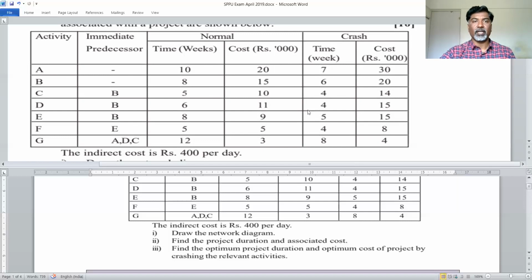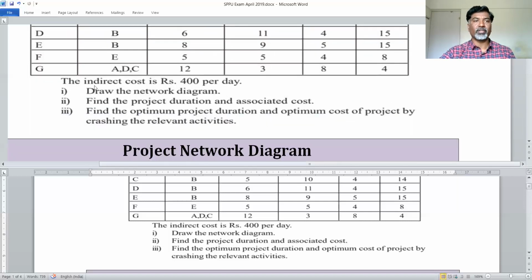They have given that the indirect cost is rupees 400 per day, meaning per day you have to pay 400 rupees. So if you reduce the activity by 1 day, 2 days, 3 days, 4 days, that will decrease the indirect cost. But here they have given one correction in this exam. This rupees 400 is not for a day. This is 400 per week. So this is the value for a week.